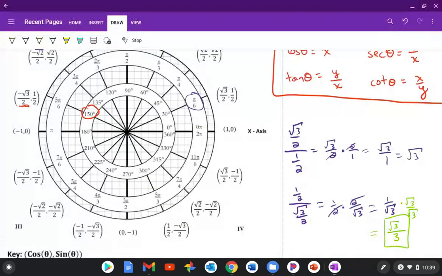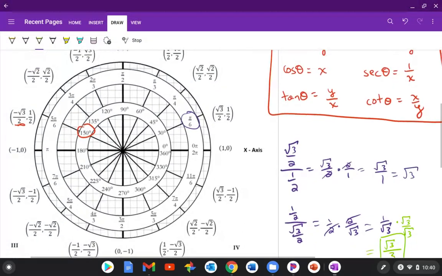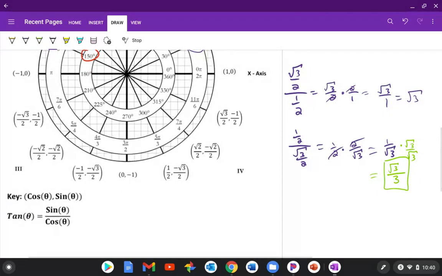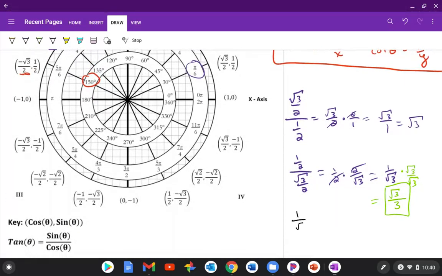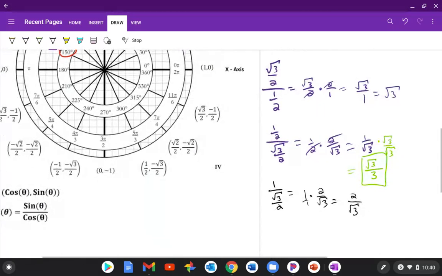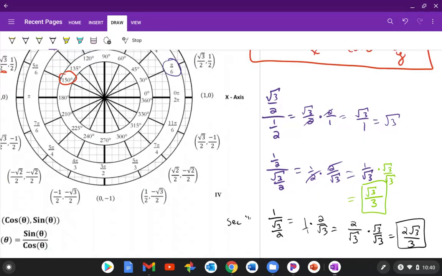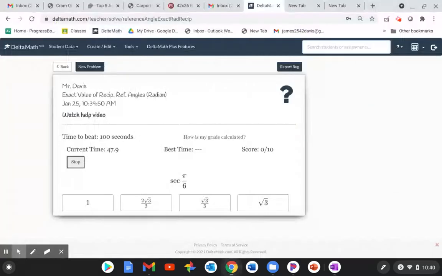So secant of pi over 6, we're going to go to pi over 6. Secant is 1 over cosine, so it's 1 over x. So the secant of pi over 6 will be 1 over radical 3 over 2. Then you keep the 1 and multiply it by 2 over radical 3. That just becomes 1 over 1, so it's 2 over radical 3. And then just like before, you can't have the radical in the denominator. So you multiply this by radical 3 over radical 3, and you get 2 radical 3 over 3 as your answer. So again, that's the secant of pi over 6. Those are going to be the most challenging ones.